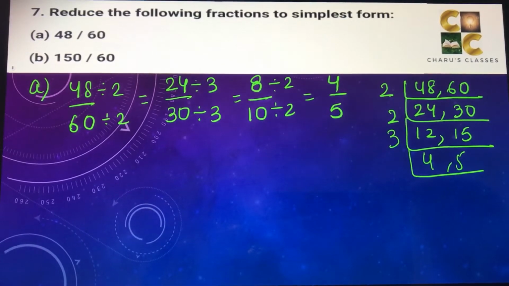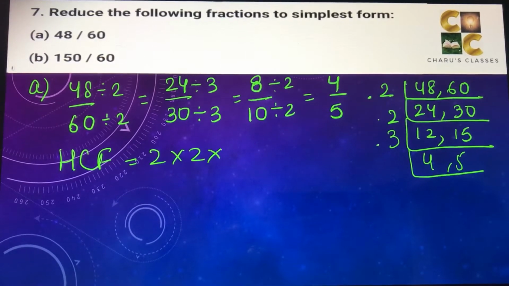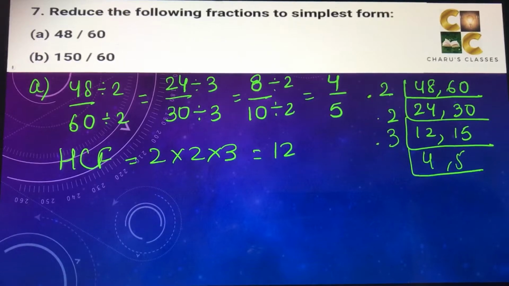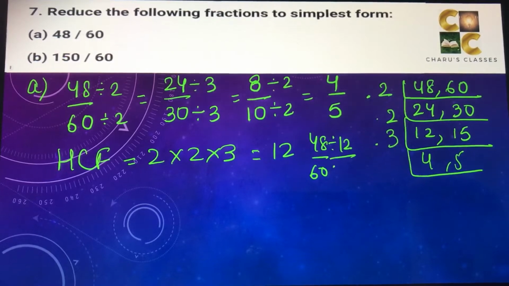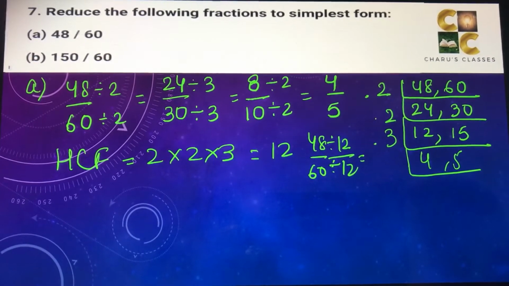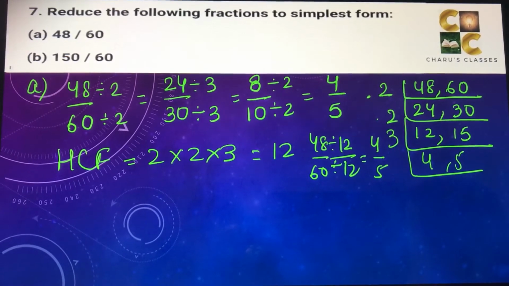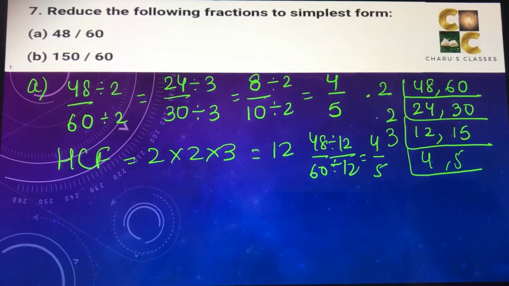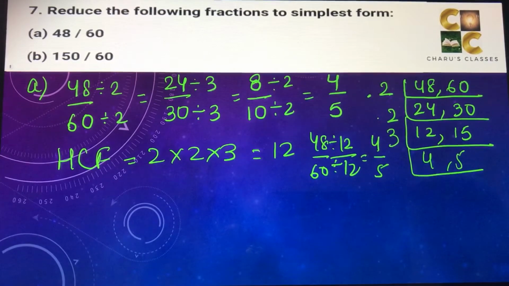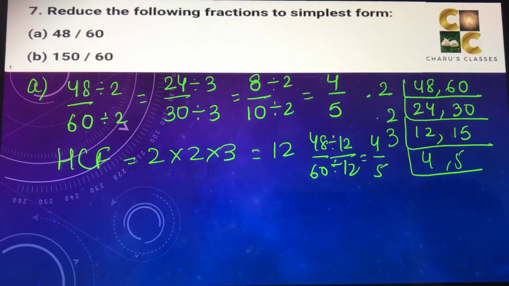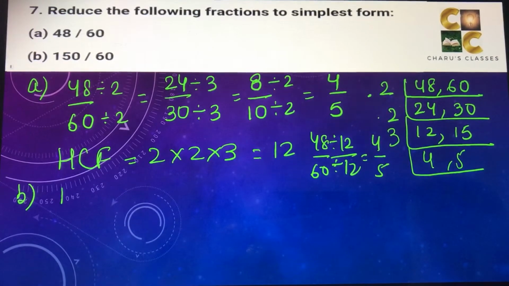तो यहाँ पे हमारा HCF जो आ रहा है, HCF is 2 into 2 into 3, which is 12. तो हम डायरेक्टली 48 by 60 को 12 से डिवाइड कर सकते हैं, and when we divide them by 12 we are going to get 4 by 5. So whichever way you want, या तो आप डायरेक्टली इन दोनों नंबर्स का HCF फाइंड करके you can divide both numbers by their HCF, और you can keep on dividing till they are getting divided, till you reduce them to the simplest form. तो आप दोनों तरीके से कर सकते हैं.